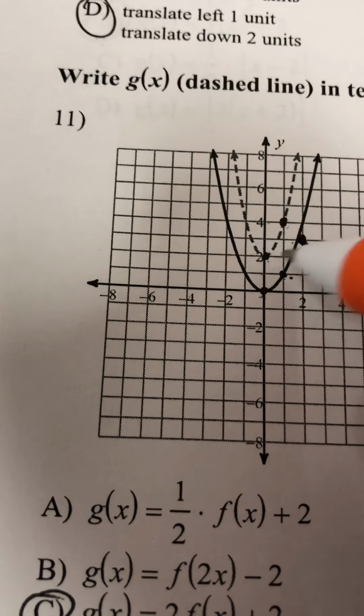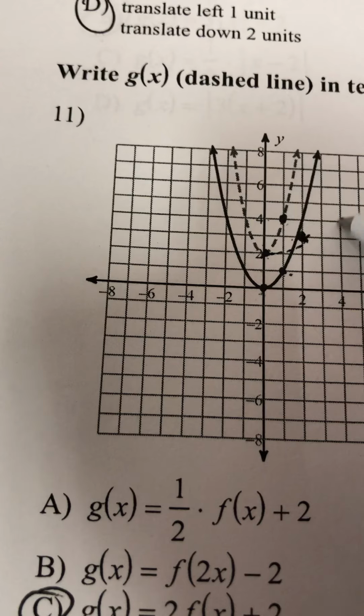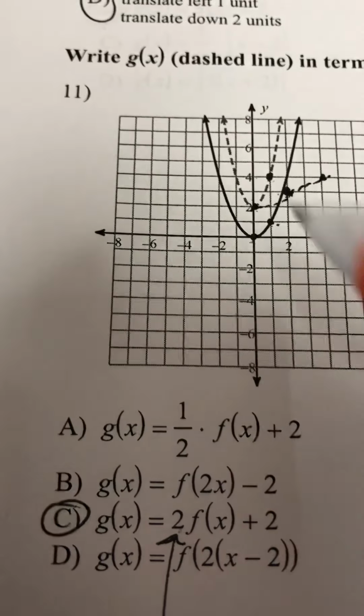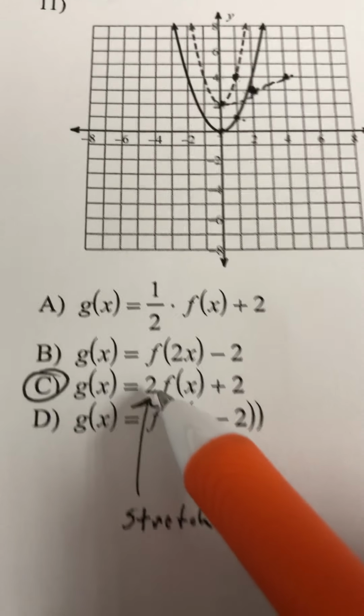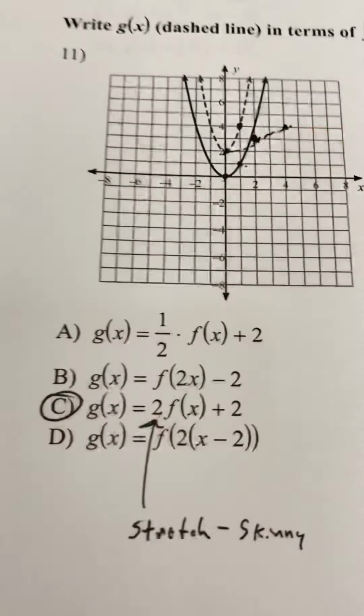If it was a half, it would have gone up 1 over 2. It would have been out here. Up 1 over 2, that would have been a half. Okay, and the same reflected on the other side. But this is 2. So it's going to be a stretch. And then the +2 means that it's going up 2.